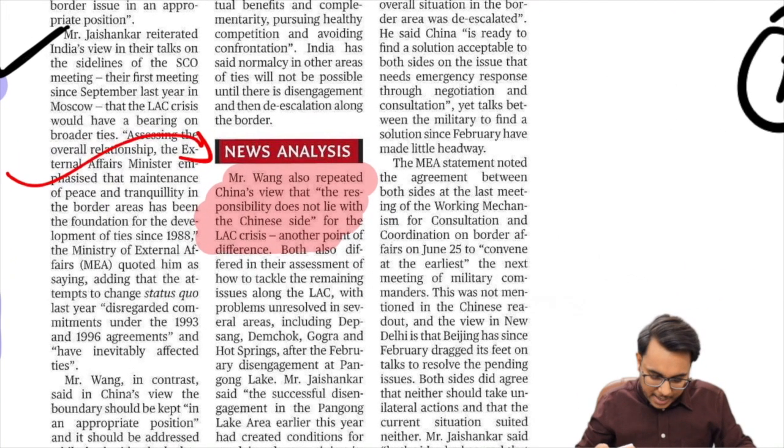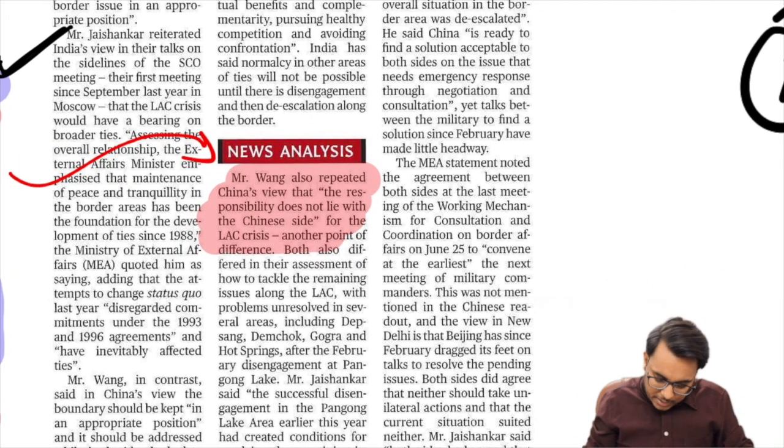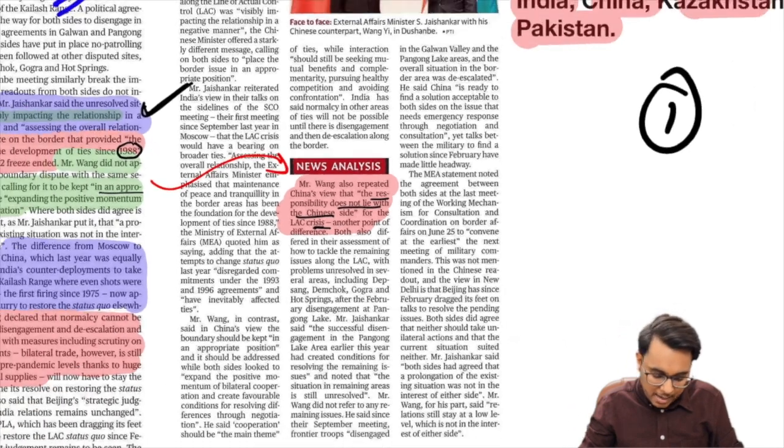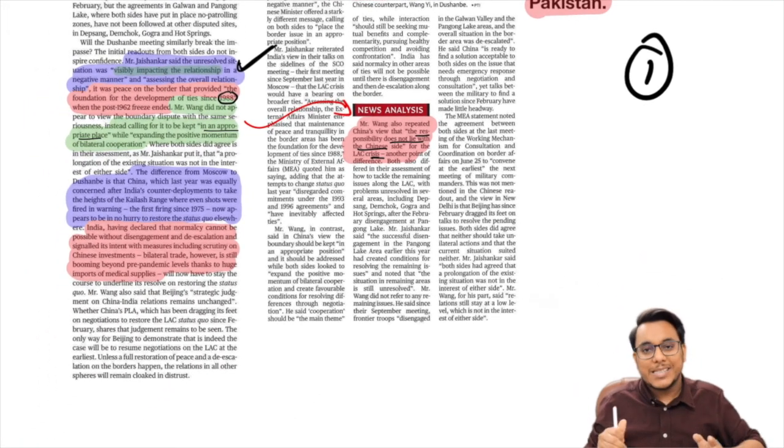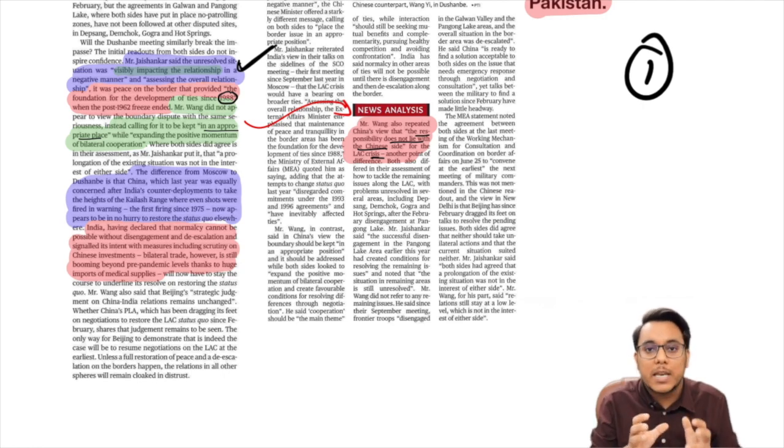Moreover guys, China had also said that the responsibility does not lie with the Chinese side for the LAC crisis. Fine, it blames India entirely for the LAC crisis. Fine, so such a thing has happened. Now guys, basically this shows that China's attitude is not responsible when regional stability, regional peace, and resolving issues with neighbors are concerned.